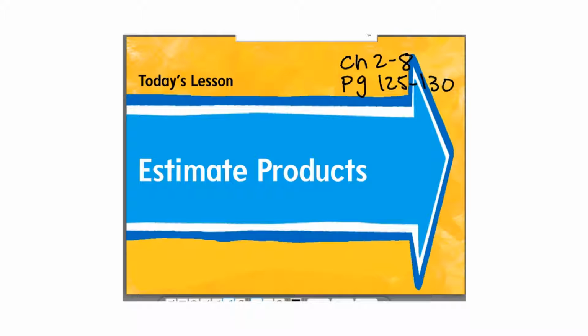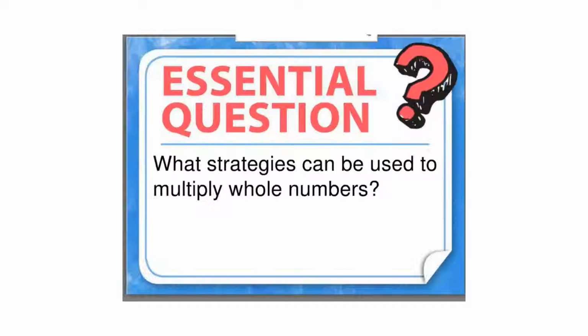So the word product means we're multiplying, right? Because the product is an answer to a multiplication question. So let's look and see our essential question, which is the same as it has been. The strategies that can be used to multiply numbers.